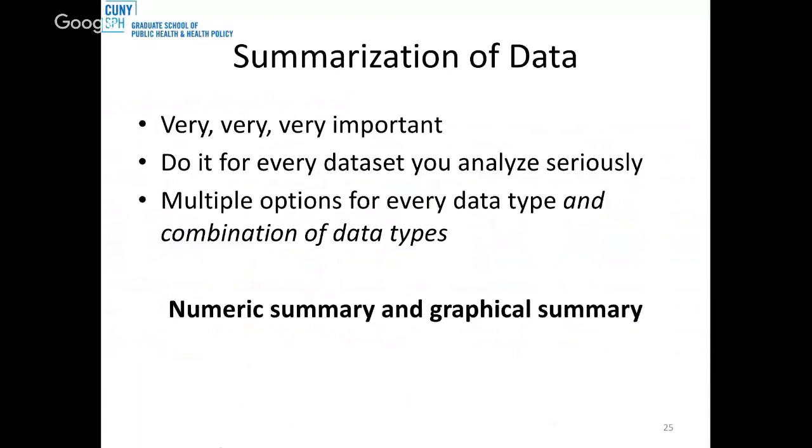Let's do a little bit of summarization of data, and I'll just say that this is extremely important because it allows you to actually gain some intuition for your data, and it allows you to avoid making terrible mistakes. And for any data set that you are analyzing seriously and is important what the answer is, you should do some summarization of it.